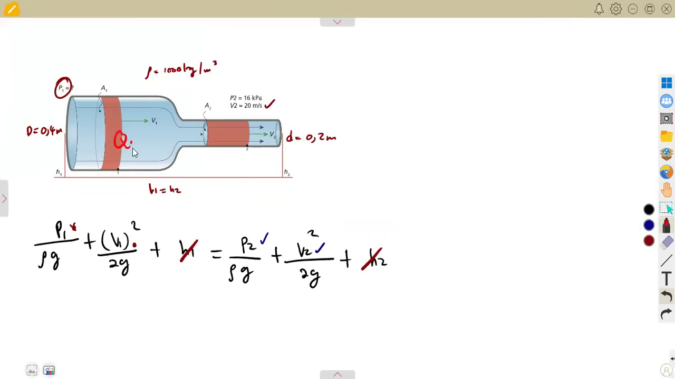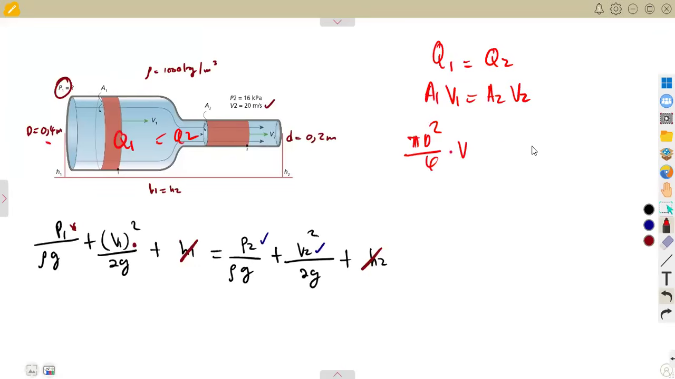Q1 is equal to Q2. So from that, if Q1 is equal to Q2, it is going to be like this: the area at the inlet times the velocity at the inlet is equal to the area at the outlet times the velocity at the outlet, whereby the area at the inlet is taken from the bigger diameter, which is pi d squared over 4 times V1, is equal to the area at the outlet, from the smaller diameter, which is pi d squared over 4 times V2.